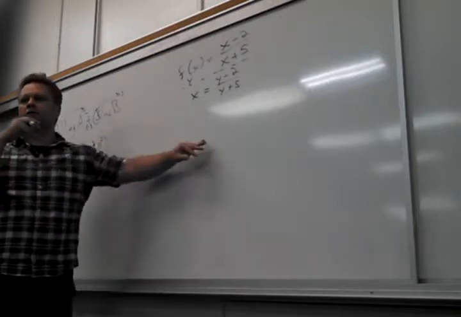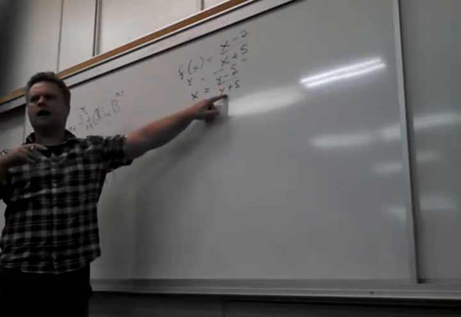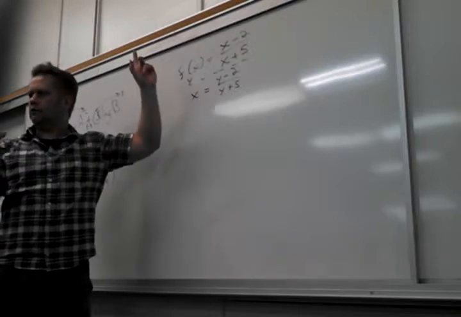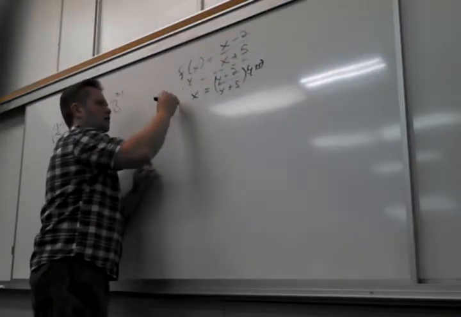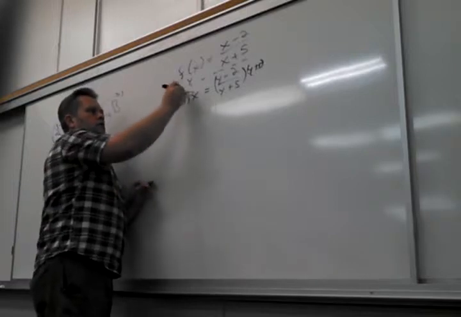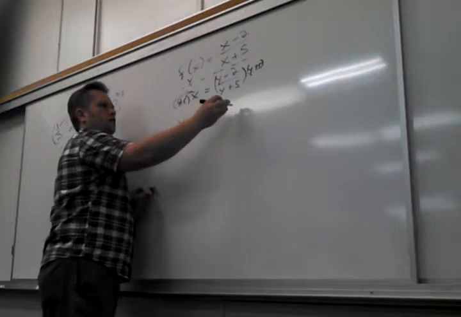What's the definite first step I have to do? Bring the y up. Bring y plus 5 up. Yeah, that y plus 5 is down. That's no good. I want to solve for y. Get that thing out. So multiply by y plus 5. So you get yx plus 5x, y minus 2.